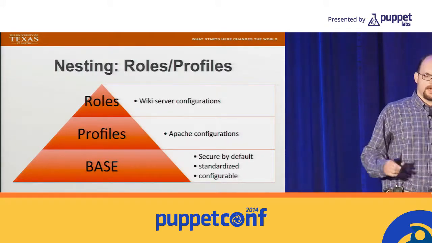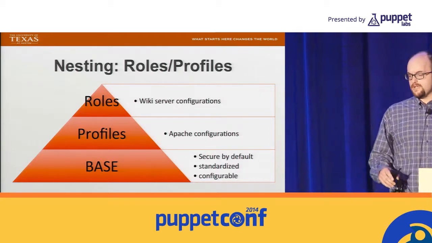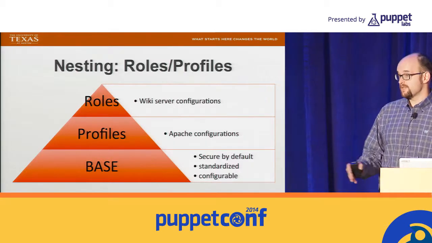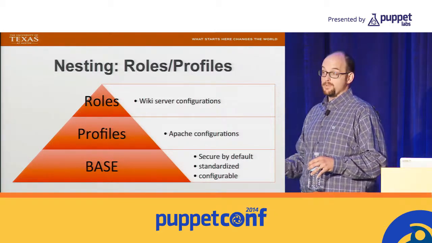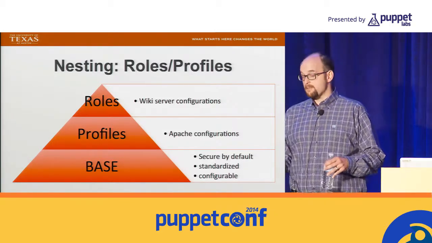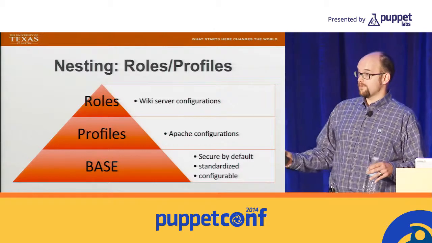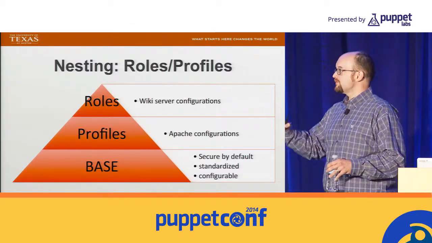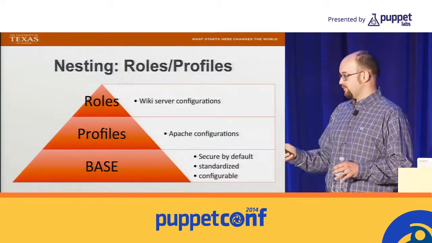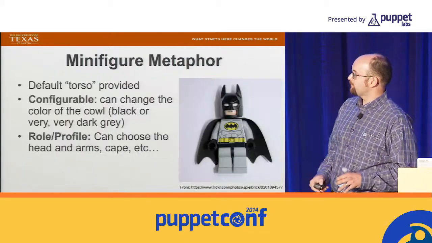And then on top of that, you can layer in, let's say you have Apache configurations. That's a profile. Apache will contain everything that the base gets plus Apache. And then on top of that pyramid, let's say you're a wiki server. Well, you're also an Apache server, and you're also a base server. So it gives you different layers to build up the Puppet cake.